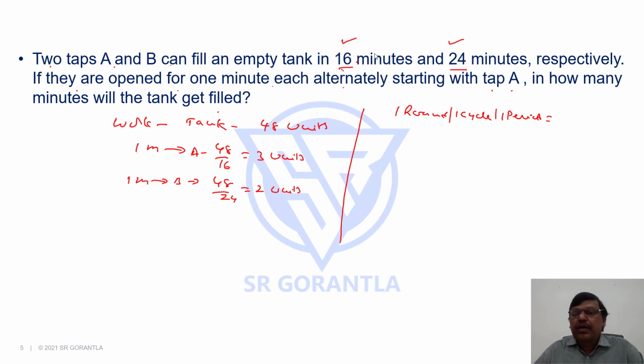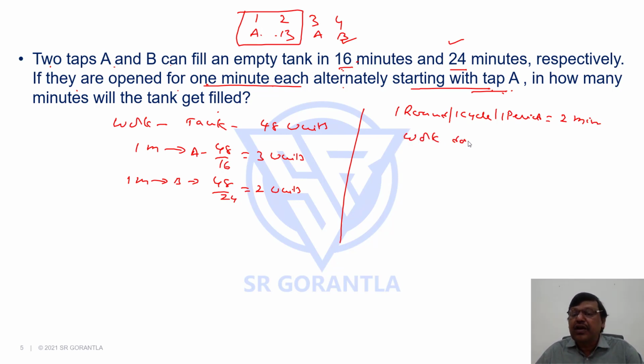Now here, it starts with tap A. So first minute A will work, second minute B will work. They're working 1 minute each, alternately starting with A. So third minute again A will work, fourth minute B, means one round or one cycle is 2 minutes. So the second thing we have to ask ourselves is the work done in this one round. How much work is completed in one round?